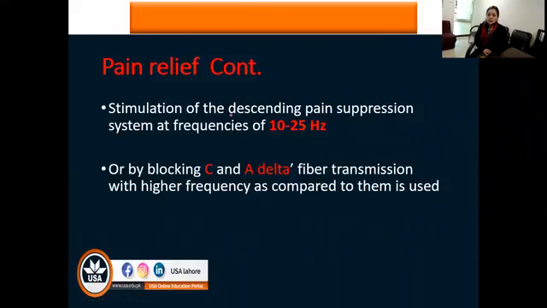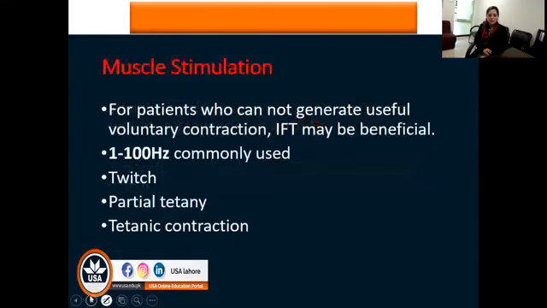Stimulation of the descending pain suppression system can also be achieved if we adjust our frequency so that it gives you a beat frequency of 10 to 25 hertz. We can also block C fibers and A delta fibers by adjusting our frequency according to our requirement.